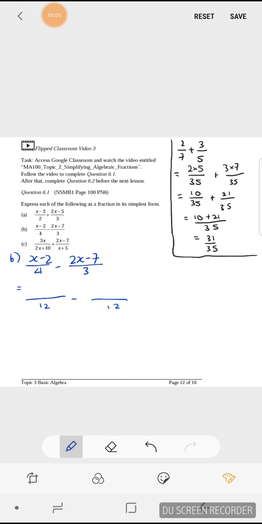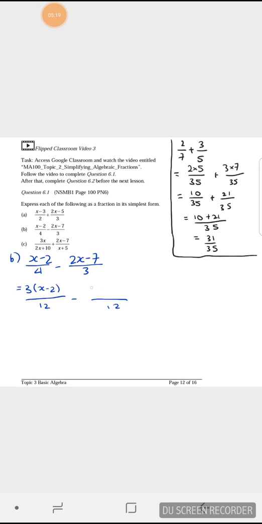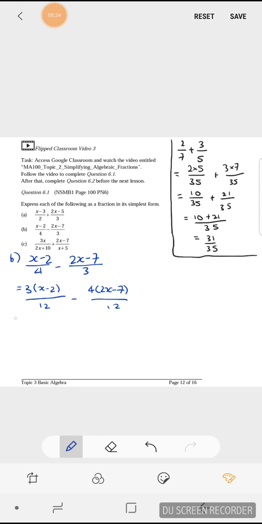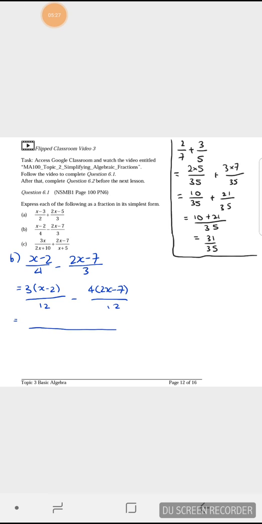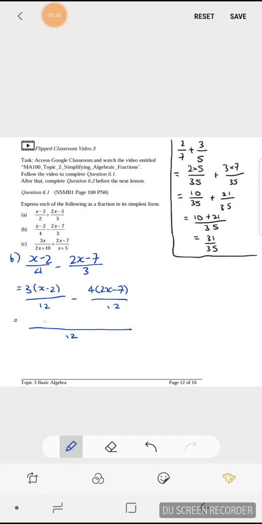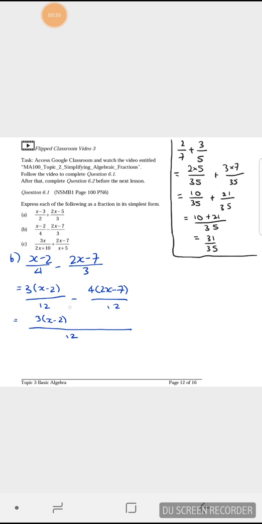So what must I do? Can you identify what you must do to the numerators? Can you try to write it out by yourself? Yes, you should be able to see that this is 3 times x minus 2 and this is 4 times 2x minus 7. From here, what's your next step? Yes, you make them to be under the same denominator and write it in that same numerator part over here. So it's 3(x minus 2) minus 4(2x minus 7).